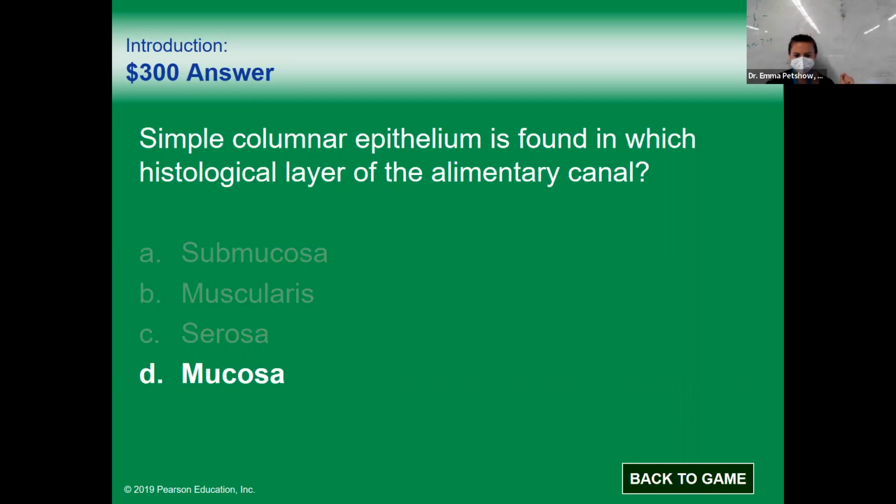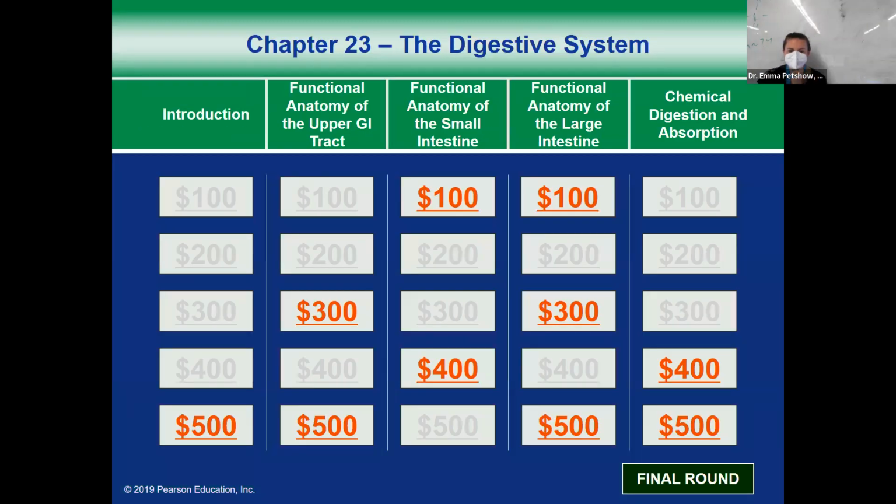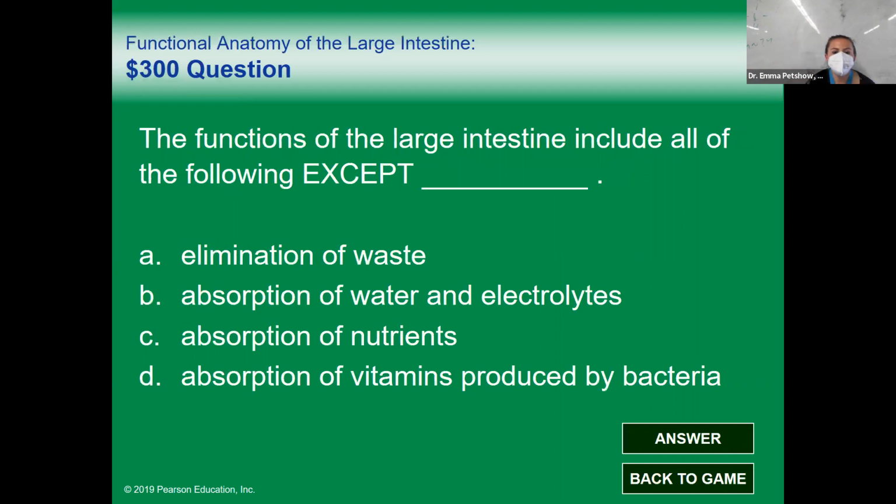Awesome. All right, back to the game. What next? Large intestine 3. The functions of the large intestine include all of the following except: elimination of waste, absorption of water and electrolytes, absorption of nutrients, absorption of vitamins produced by bacteria. What does the large intestine not do in this category?